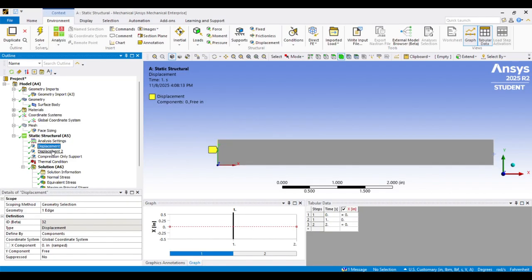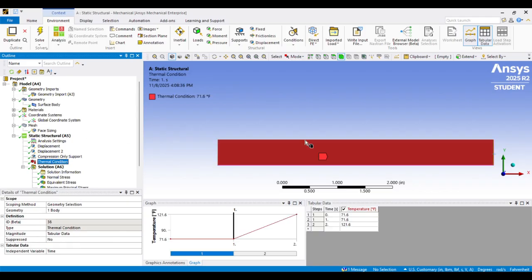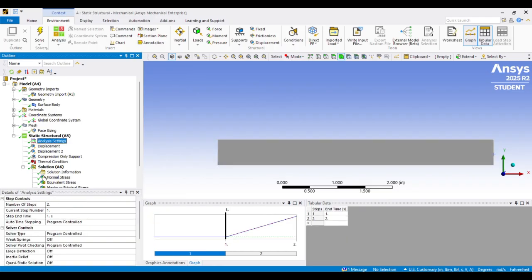And we used displacements to set up symmetry. So this bar is only 1/2 an inch thick in this direction, because of the plane of symmetry, it's 1 inch. And then we set up a compression only support on the right end so that the bar is constrained in the X direction and allowed to grow in the Y direction. And then for our thermal condition, we added 2 time points by changing the number of steps to 2.